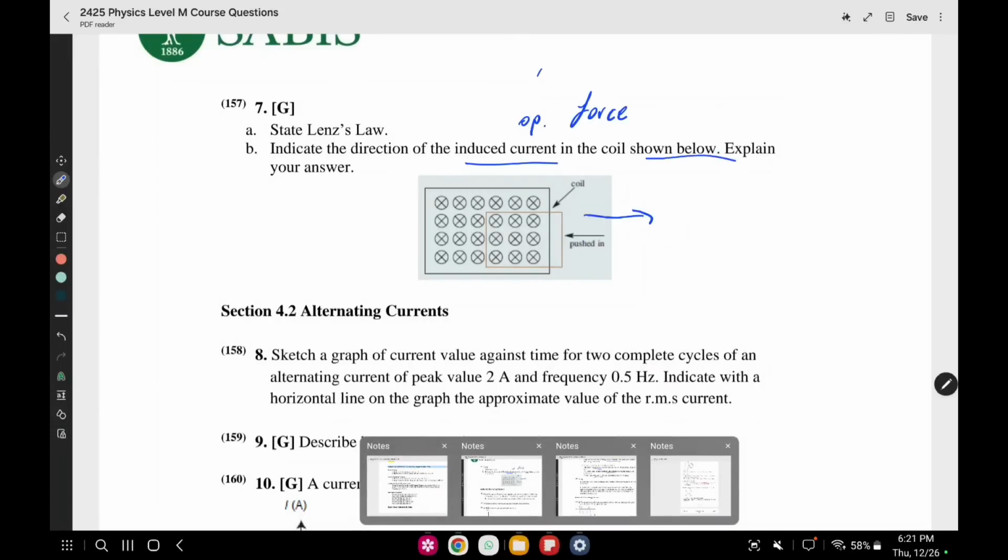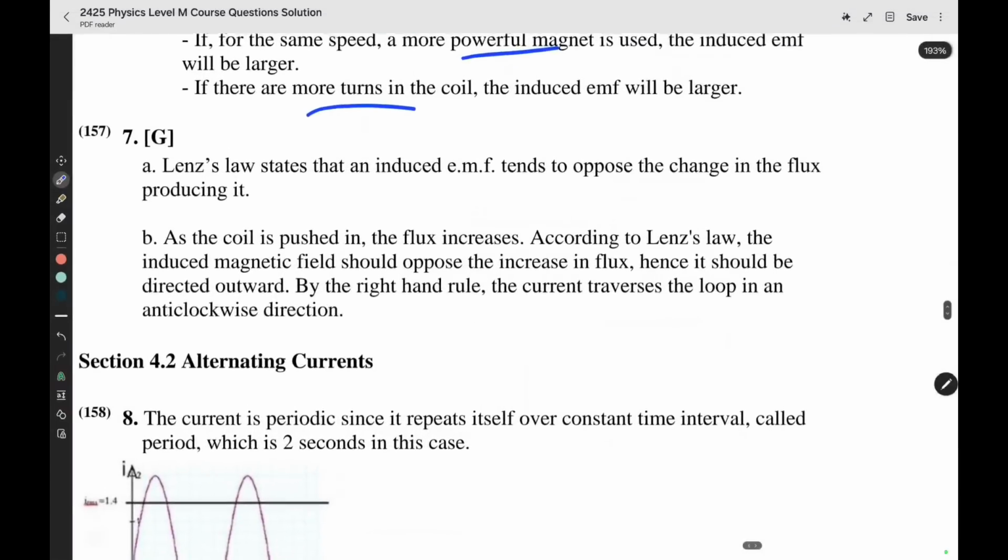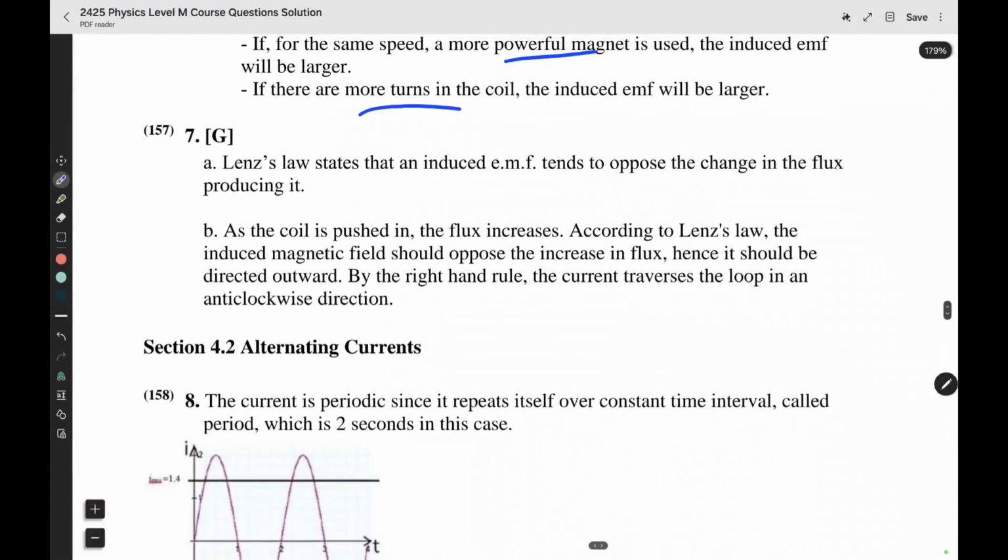Let me see what they got. No, I should oppose, so it should be outward by the right-hand rule. Anti-clockwise. So anti-clockwise. Let me see. Going inward. Yeah, okay.